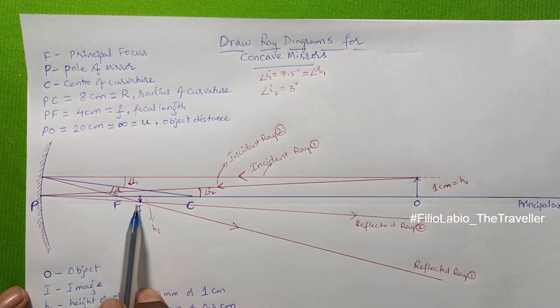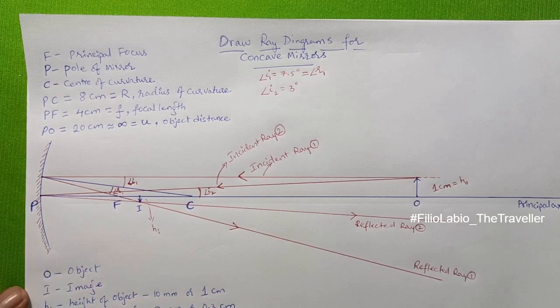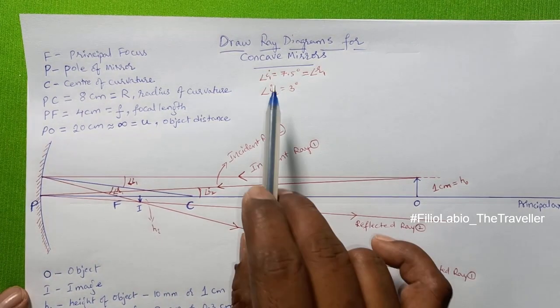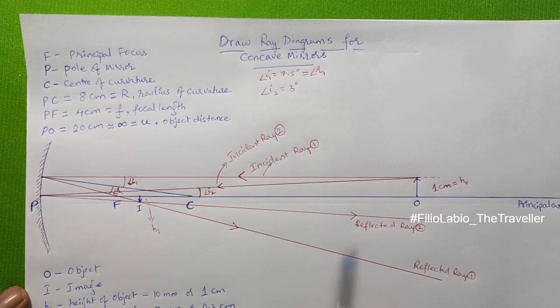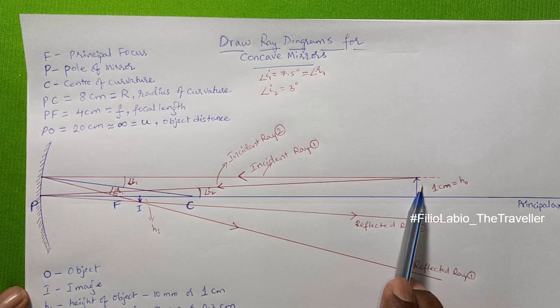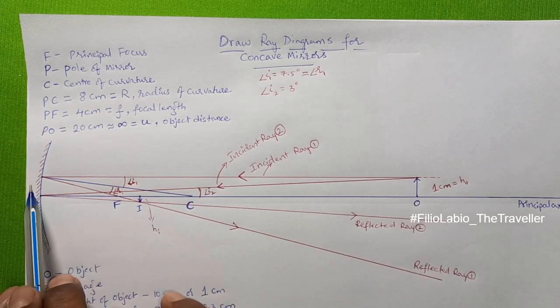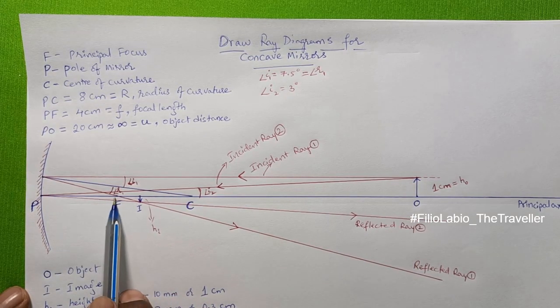This is how we need to identify the position of the image by using a concave mirror. So the ray diagrams are very useful for us. The object is placed very far away, that is, around infinity. Now the image is formed in between F and C.